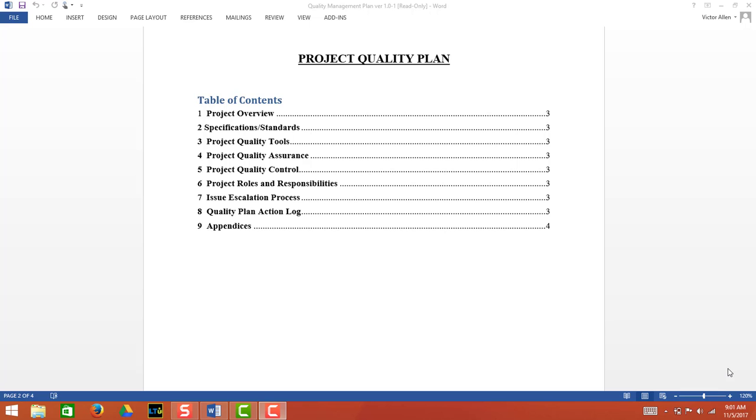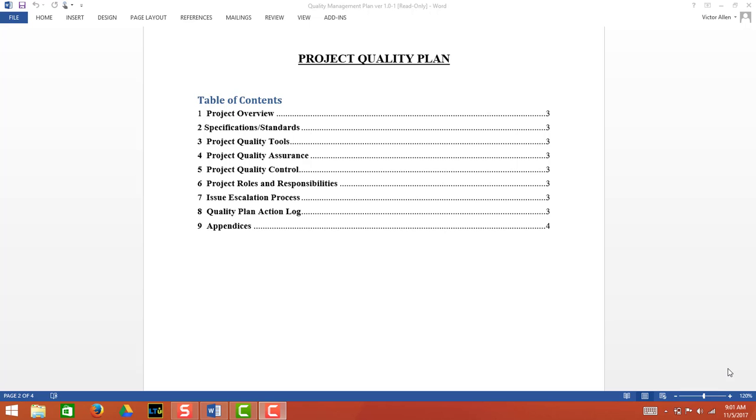The next section is the quality plan action log. This is a log that identifies some of the quality activities that have taken place during the project and what was found. It also identifies issues as well as resolution to those issues.